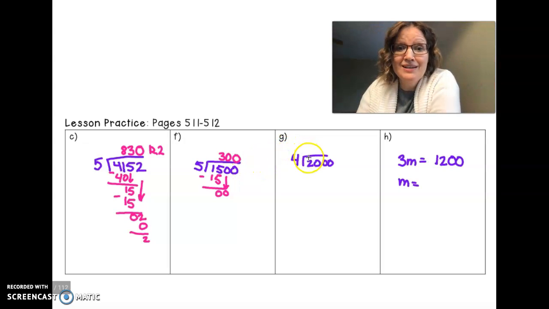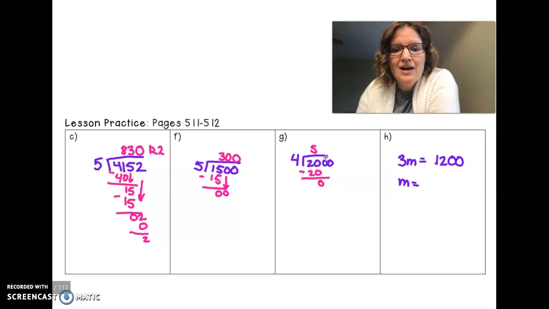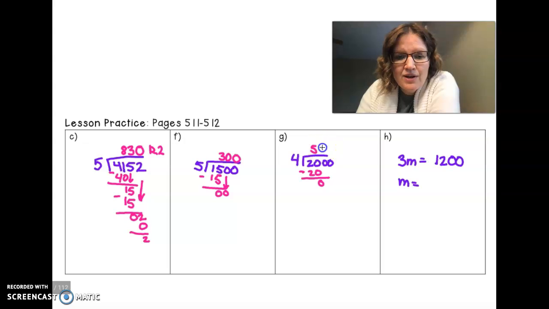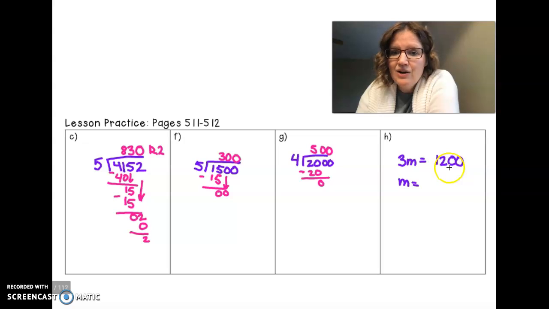Here's another one with a ton of zeros. 20 divided by 4 is 5. We do our multiplication, then our subtraction, and now we have two zeros left, so we just put 2 zeros up at the top. And our next one, 3 times something is 1,200.